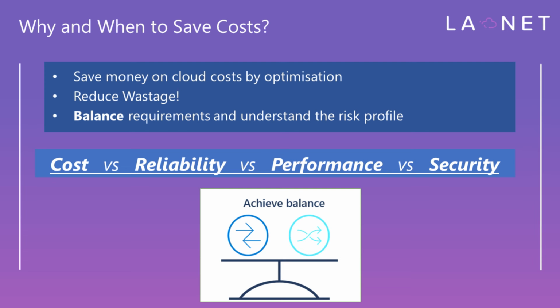So if we look at things like cost versus reliability versus performance versus security, if you just say, right, we want to reduce the cost of everything, are you giving up some reliability? Are you giving up some performance? And most of all, are you giving up security? So you've got to find that balance. Maybe look at the risk profile as well of your workloads.